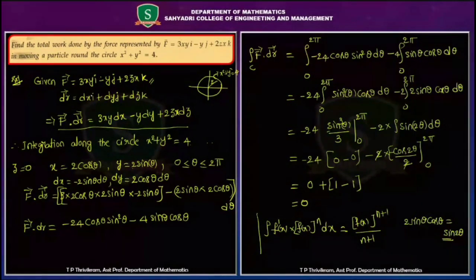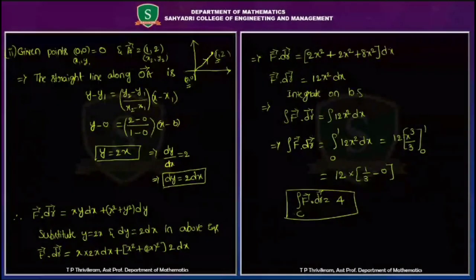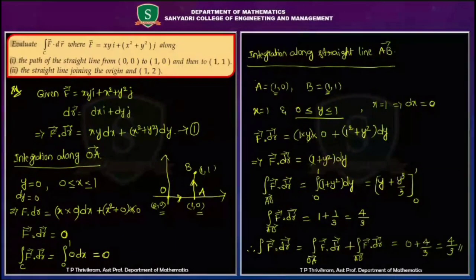So here it is not like the previous problem. In the previous problem, if you observe, they have given 2 points, and here we are having common values for x and y. So whenever you are having common values of x and y, I have taken the y value directly and substituted it in this equation. So we got f dot dr value in terms of only one variable.